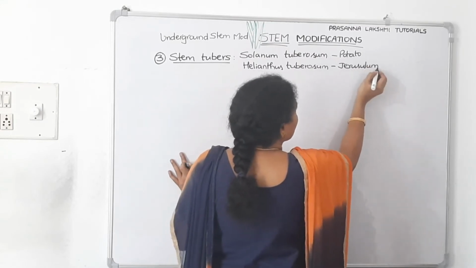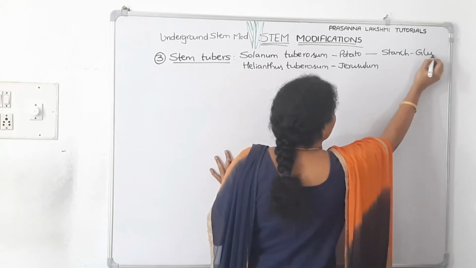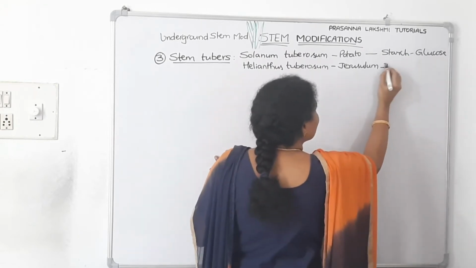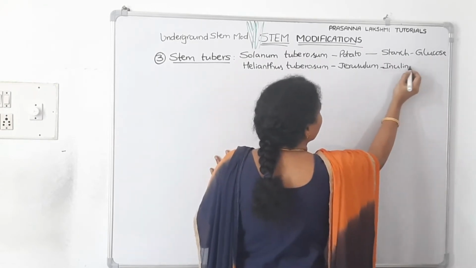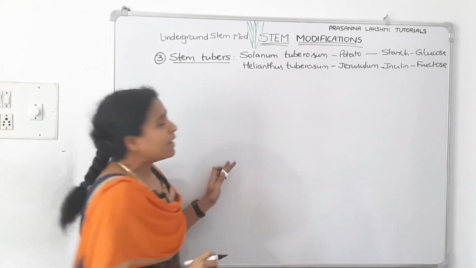Jerusalem artichoke. It stores starch which is made up of repeating unit of glucose. It stores inulin, which is made up of repeating unit of fructose. Now, what do you mean by stem tuber?